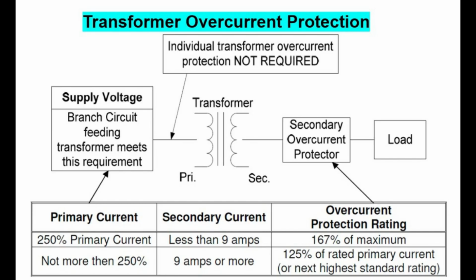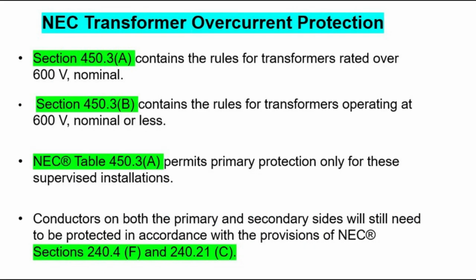Most electrical devices require overcurrent protection and transformers are no exception. Transformer overcurrent protection is required to protect the primary windings from short circuits and overloads, and the secondary windings from overloads. National Electrical Code NEC Section 450.3 contains the requirements for overcurrent protection of transformers. Overcurrent protection requirements depend upon several factors that will be outlined in this article.